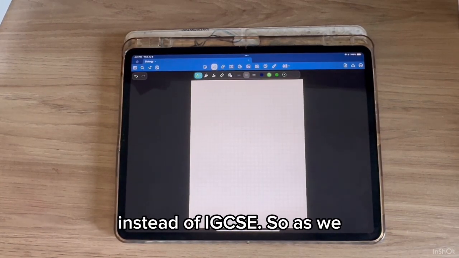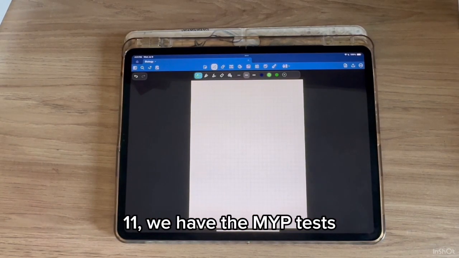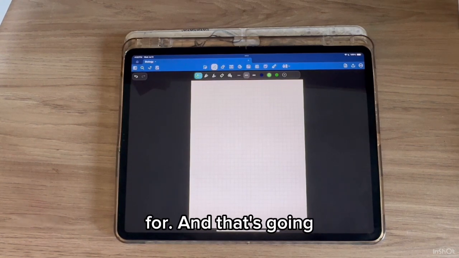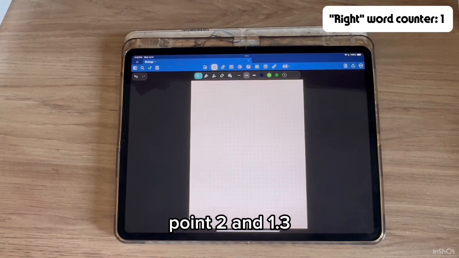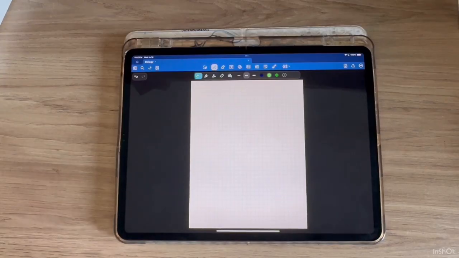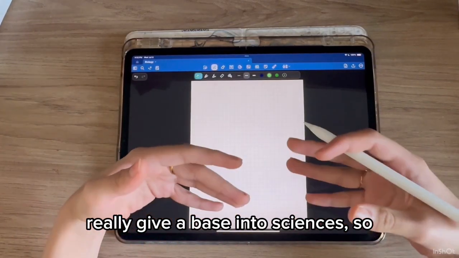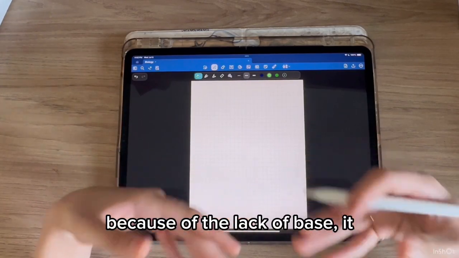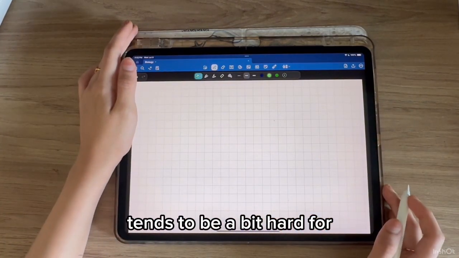So as we know, as we go into grade 11, we have the MYP tests, and that's going to cover C1.1, 1.2, and 1.3, right? So let's break it down. As I heard, this syllabus doesn't really give a base into sciences. So because of the lack of base, it tends to be a bit hard for people.